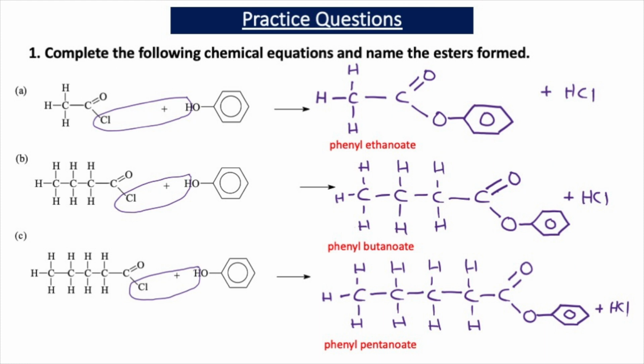Now for part C, I have the acid chloride, pentanoyl chloride, reacting with phenol. So the ester will be phenyl pentanoate, and it's called phenyl pentanoate because if we look at the oxygen next to the C double bond O in the ester, we have a phenyl group, a benzene ring attached to it, and the rest of the ester resembles pentanoic acid, so the ester is called phenyl pentanoate. And we have hydrogen chloride gas again produced as the other product.